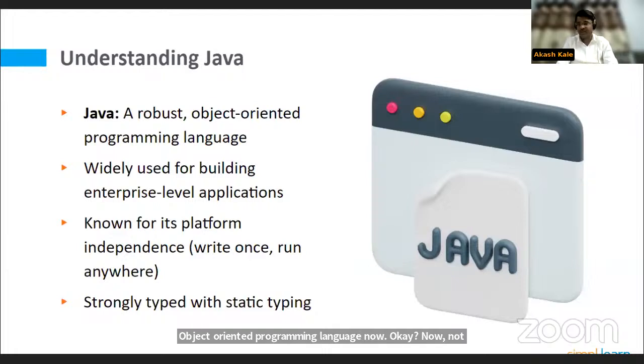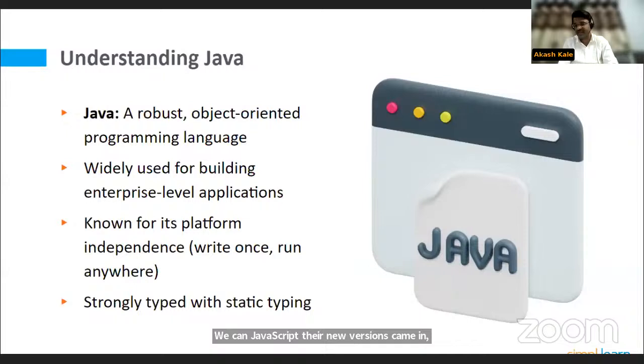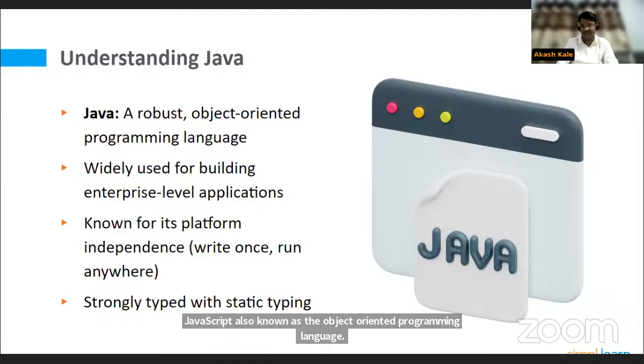One participant mentioned JavaScript doesn't support OOPs. No, because nowadays JavaScript also supports all the OOPs concepts which Java supports, because new versions have been introduced, called ES6, ES7, ES8, ES9. The old version of JavaScript was an object-based programming language, but nowadays JavaScript is also known as an object-oriented programming language. The difference is that it is a scripting language.